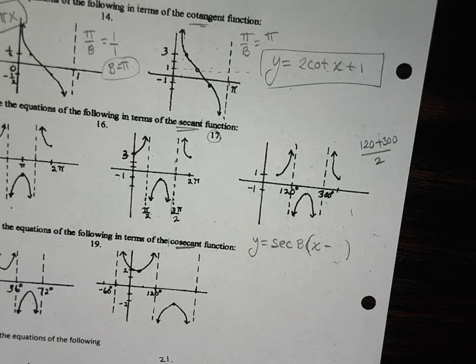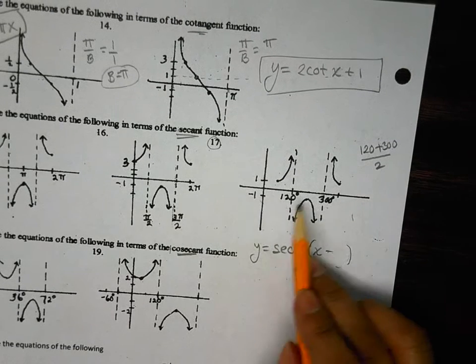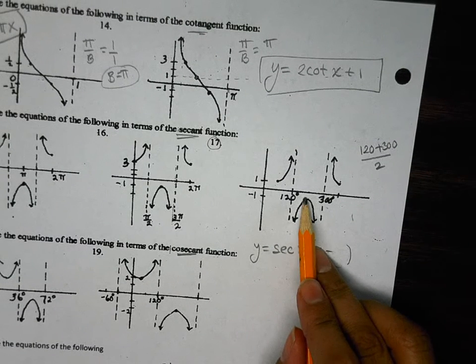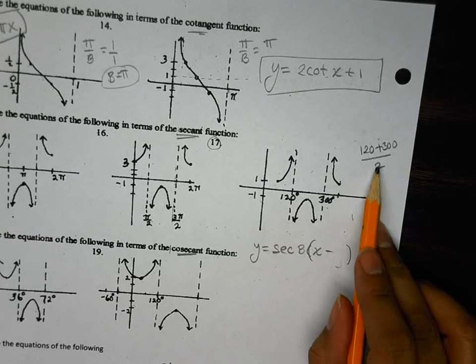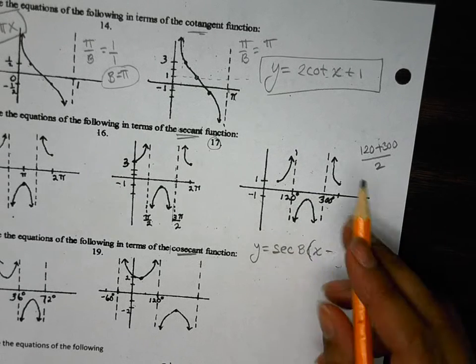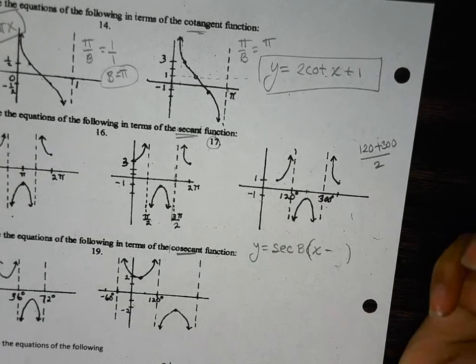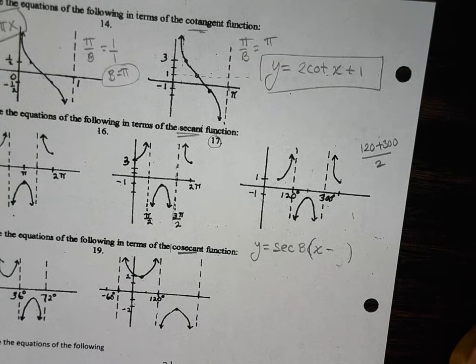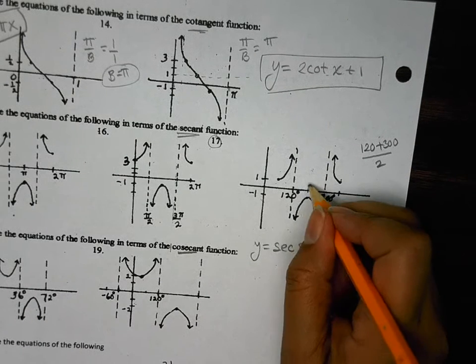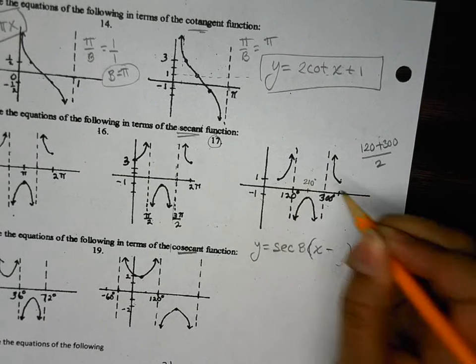Okay. Well, let's see. She's saying you take this, you find the midpoint. Yes. No, you're on the right track. You are correct. Find the midpoint of what she said. 120 plus 300 is what? 210 is the middle? Yes or no?